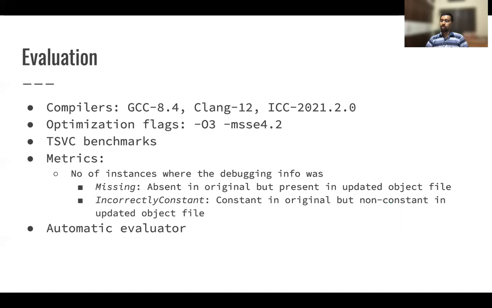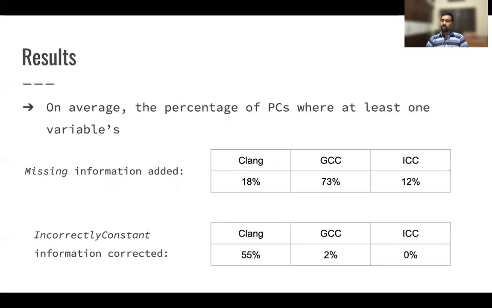To evaluate our improvements in the debugging information, we used two metrics. First being the number of instances or PCs where the debugging information was missing. By missing, we mean absent in the original but present in the updated object file. And second metric as the number of instances or PCs where the debugging info was incorrectly constant. That is constant in the original object file, but non-constant, that is having some register or memory location as part of it in the updated object file. Instead of doing it manually, we used an automatic evaluator to generate these metrics. And the results generated using this automatic evaluator are as shown here.